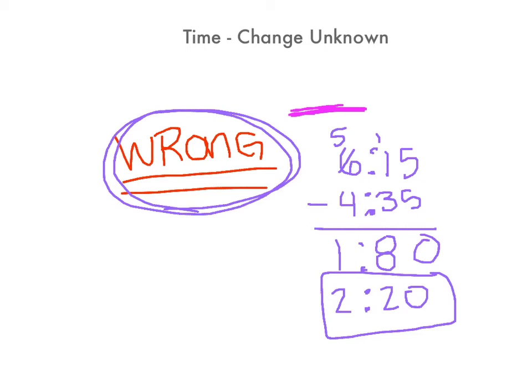It's wrong for so many reasons, but even if you were going to do it this way, when you regroup, we can't do groups of 10s, because 1 hour is not 10 minutes. If we were to subtract, we would not move over just a group of 10. We'd have to move over a whole group of 60 minutes. But we don't want to teach this method.